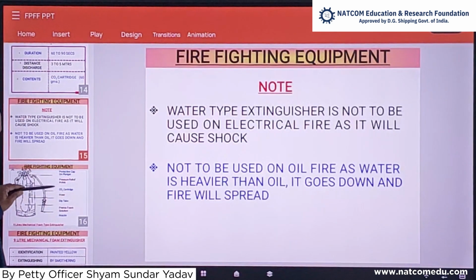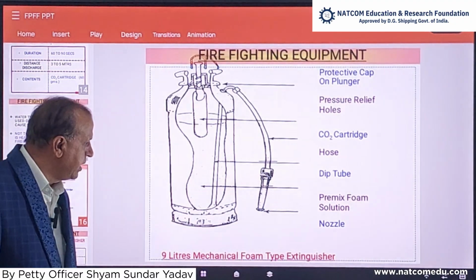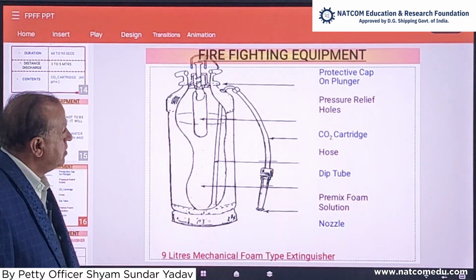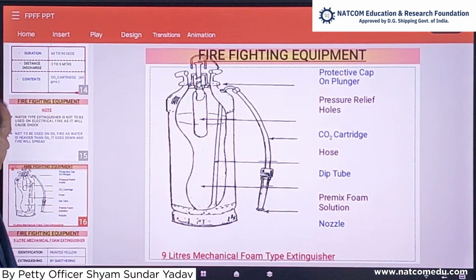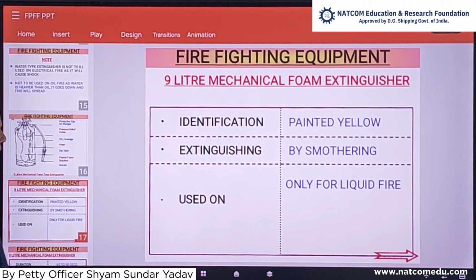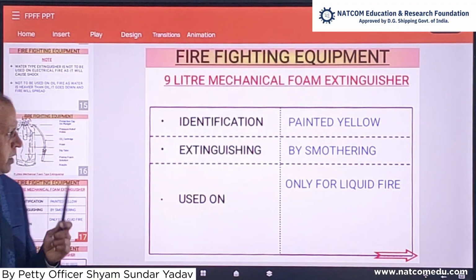Next, we'll talk about the 9-liter mechanical foam type fire extinguisher. This we can use for oil fire. Again, identification is painted yellow on top of your cylinder.